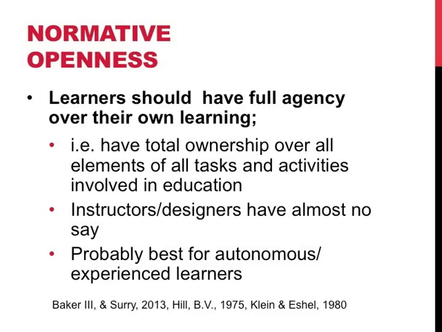A lot of what you see when you hear about open education is more along the lines of normative openness, the next one that we'll talk about. Normative openness is the idea that learners should have full agency over their learning. They should control every task, every element, every sequence. If they don't want to do it, they don't have to, there's nobody steering them. The problem with that is that instructors and designers have almost no say, so people who actually study how people learn, who actually design educational environments so that they're effective, can't say anything about it. So this maybe isn't the best environment for everybody. Doesn't mean it's no good, just not for everybody. It's probably best for autonomous learners and really experienced learners.